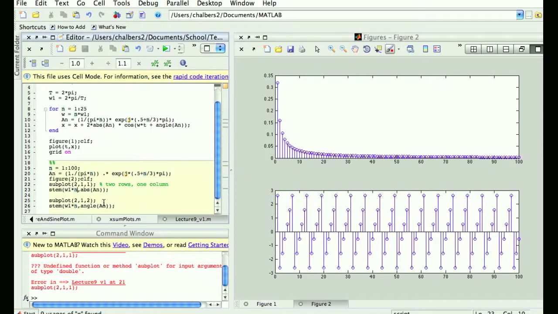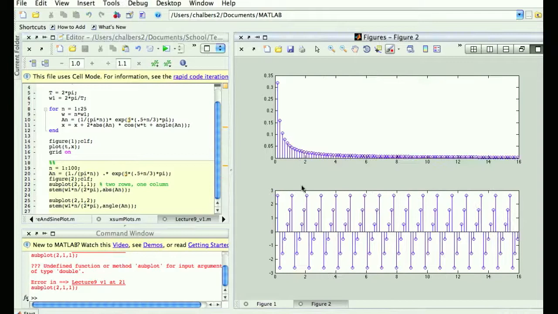What if I wanted to do frequency in units of hertz? Divide by 2 pi. Look how easy that would be. Divide by 2 pi. So the y-axis stayed the same, but now my x-axis is in hertz.